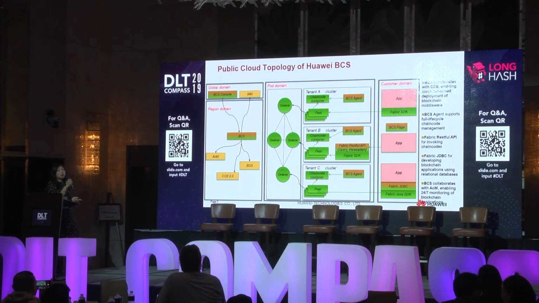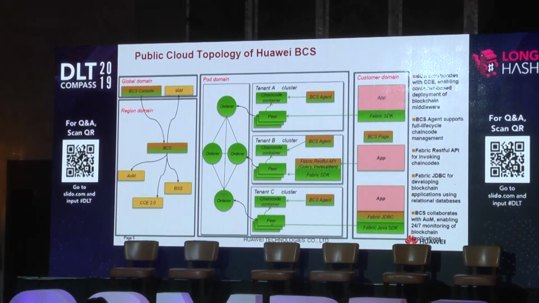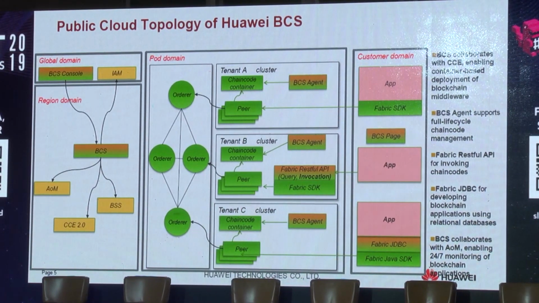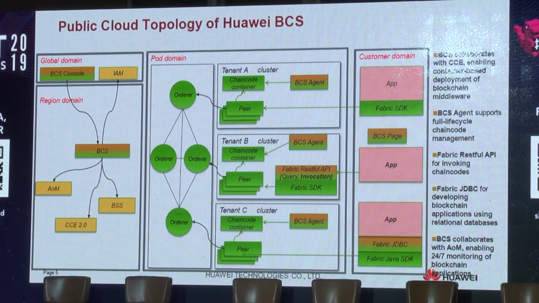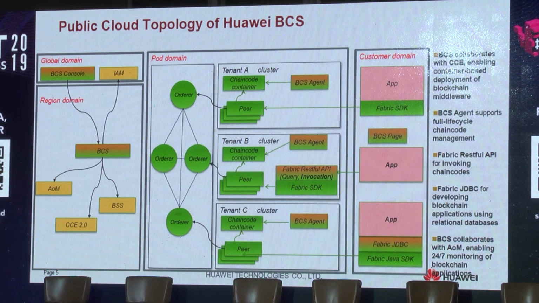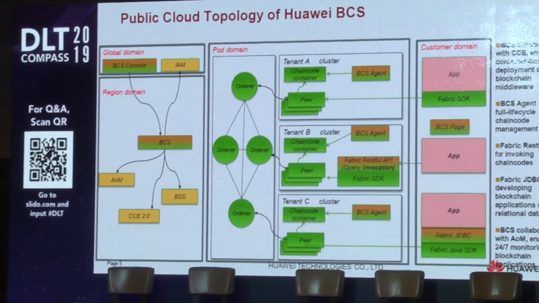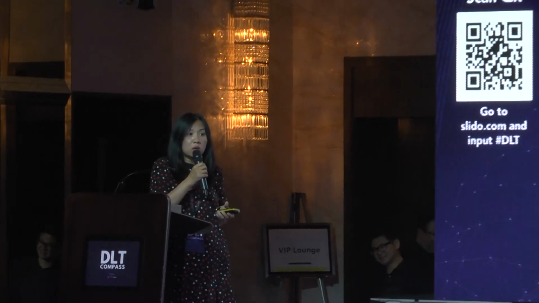This page shows the deploy topology of the blockchain service. From the public cloud management side, here is a region domain. From the portal page, you can quickly deploy your blockchain middleware in your own cluster environment. The middle part is the orderer and peer. This component will be deployed in the tenant zone. And we also provide the blockchain agent to help you manage the chain code.